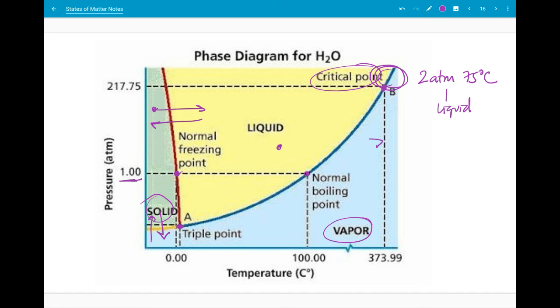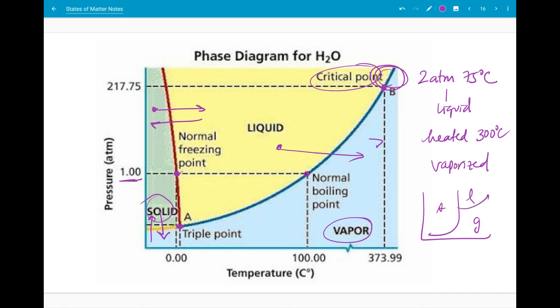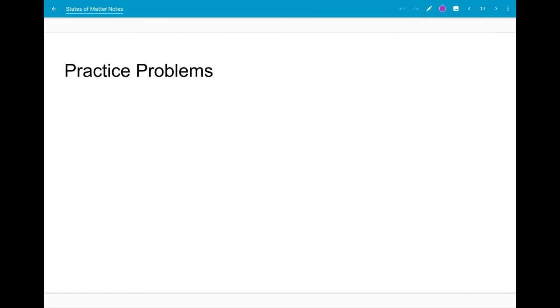And then if I say we're at 2 atmospheres and 75 degrees C, and let's say it gets heated to 300 degrees C, you realize we've now gone from a liquid to a gas and that it has been vaporized. So hopefully you can understand how to read a phase diagram, and they all are going to have slightly different forms, but they usually will all kind of fit that format.